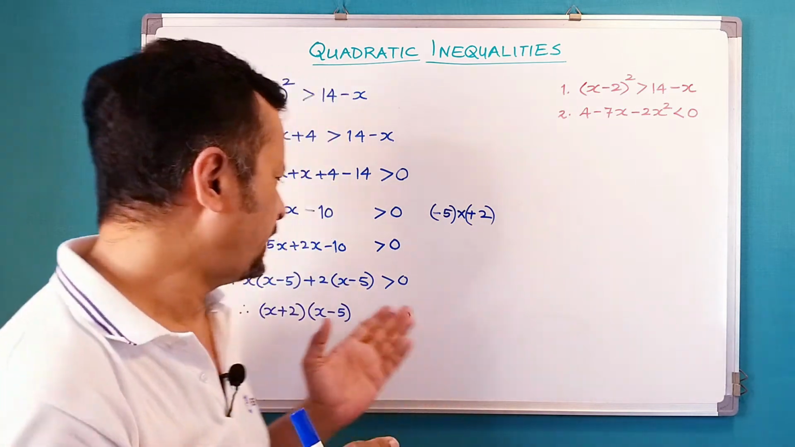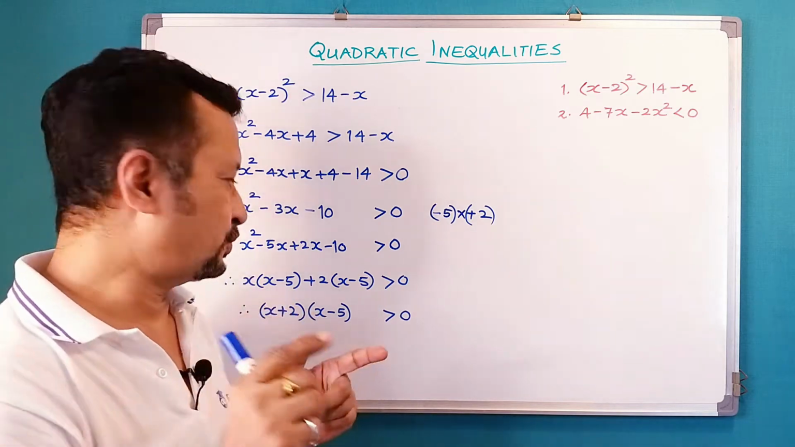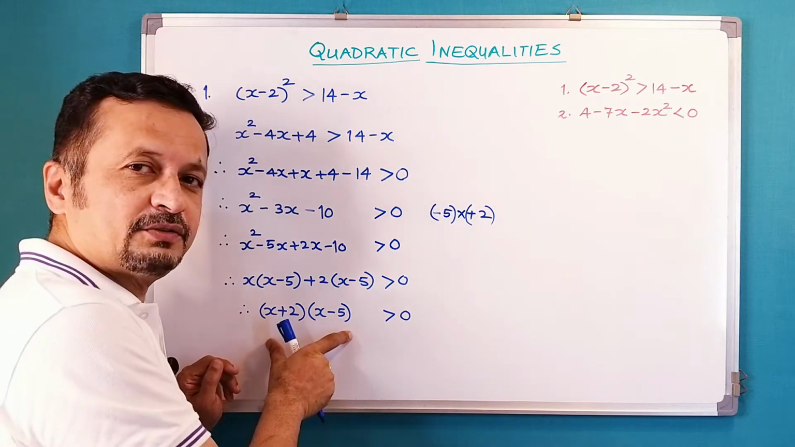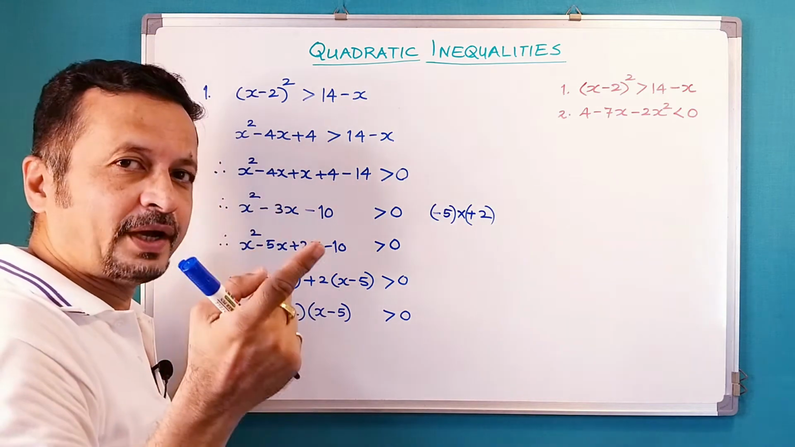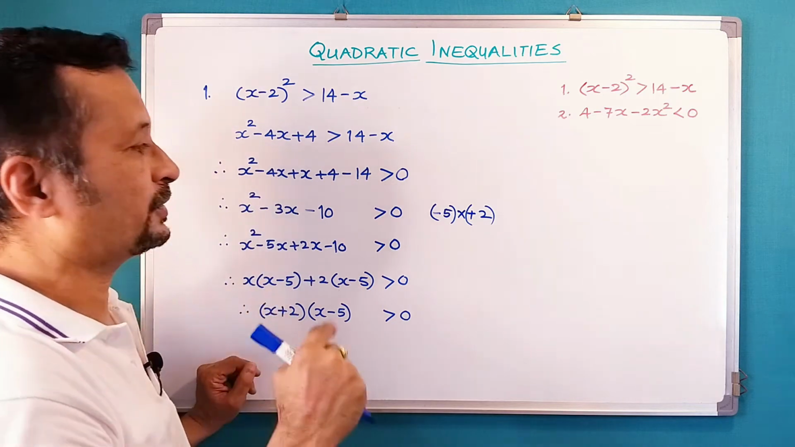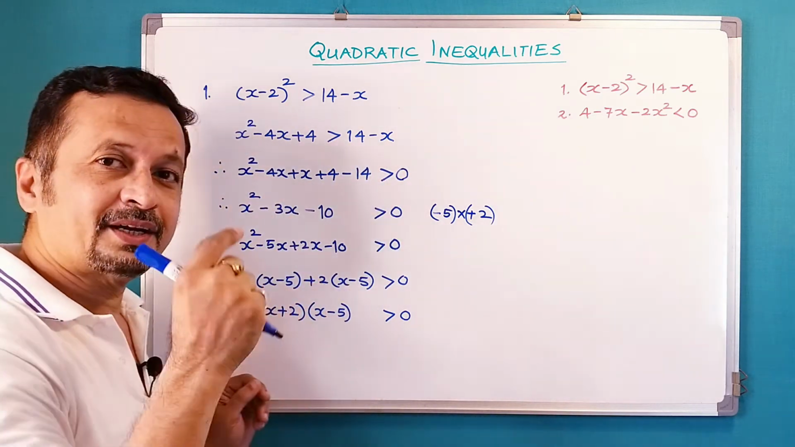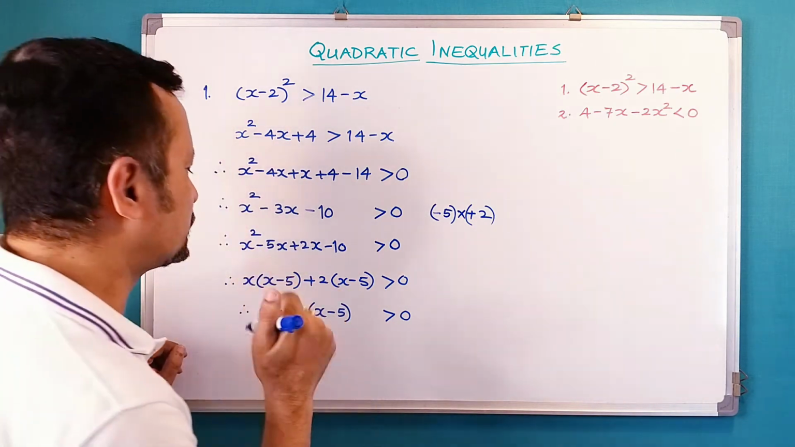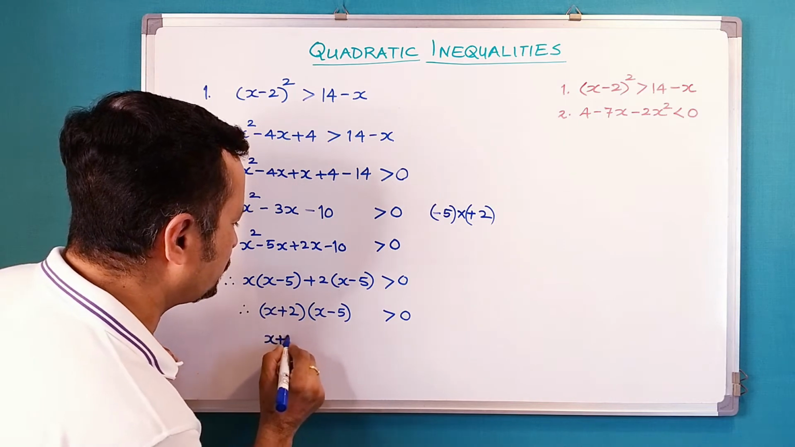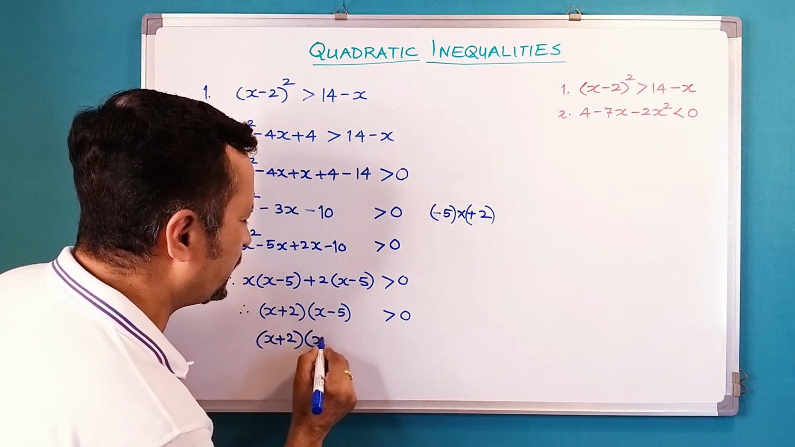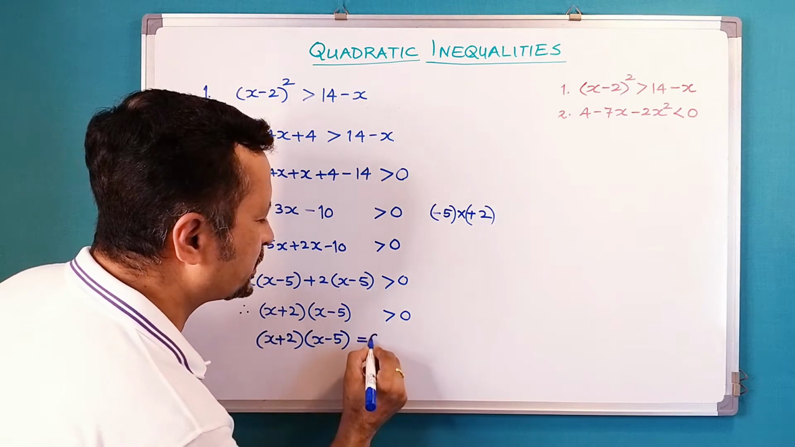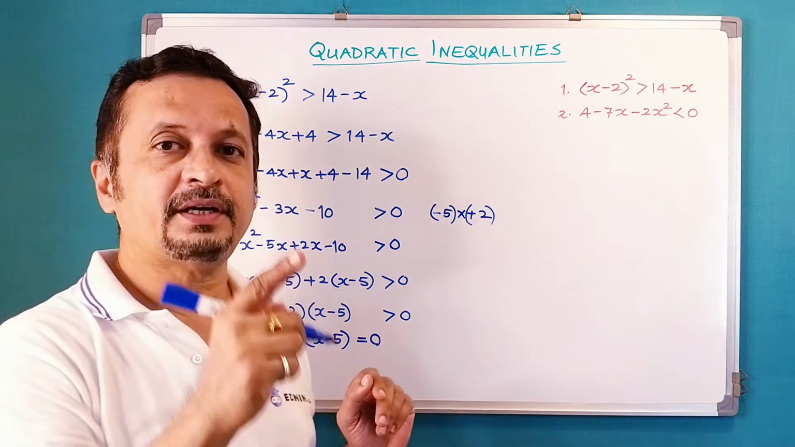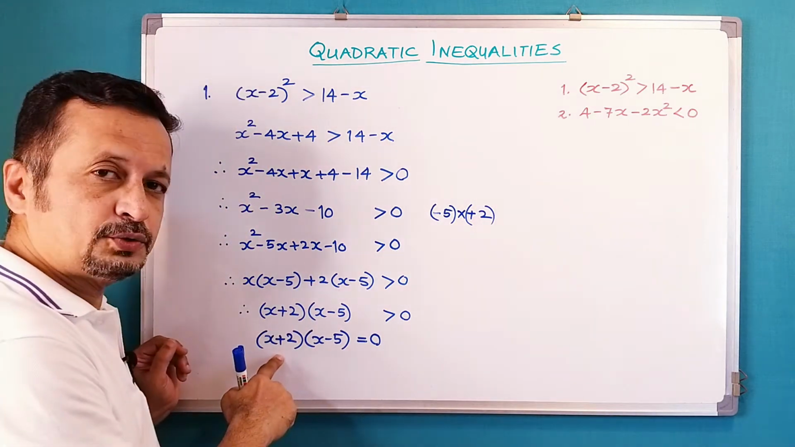If I put x equal to minus 2, then this whole expression will become 0. If I put x equal to 5, the whole expression would also be equal to 0. Now just for a couple of minutes, let us replace this greater than sign by an equal to sign. So it becomes x plus 2 into x minus 5 equal to 0. That means my quadratic function is cutting the x axis at x equal to minus 2 and x equal to 5.